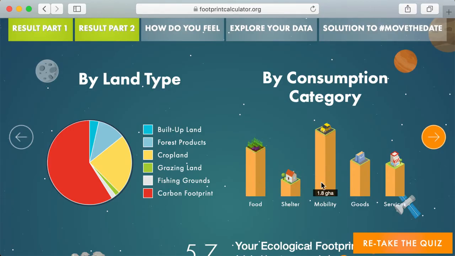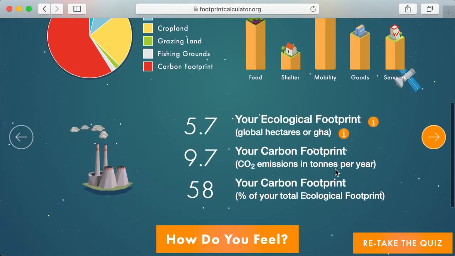mobility, and this would be transportation. Again, if you were the person I just said who was in an airplane 100 hours a year, this would be very high by comparison. But it also then lets you see it in terms of your carbon footprint, in terms of tons of CO2 emissions. This is generally the way we look at it here, and this is 9.7 tons.